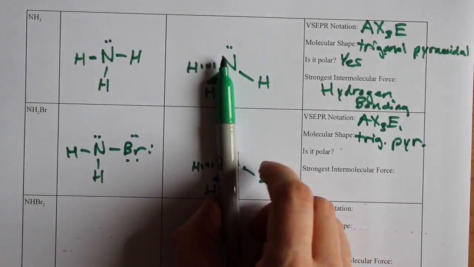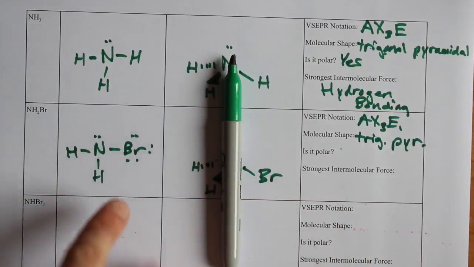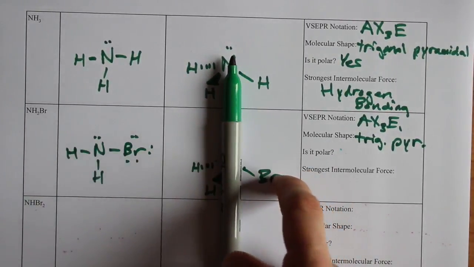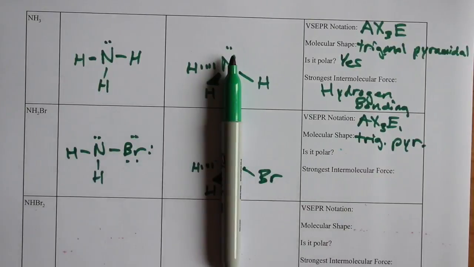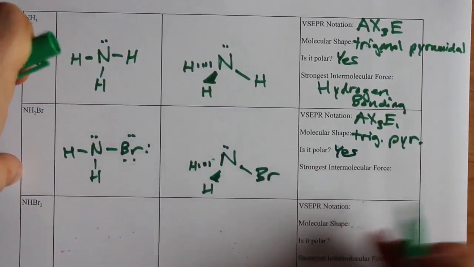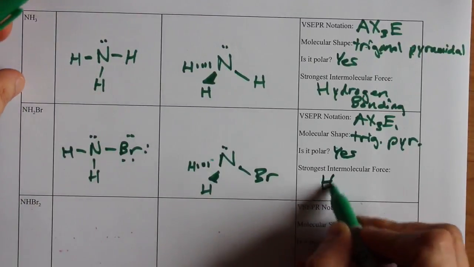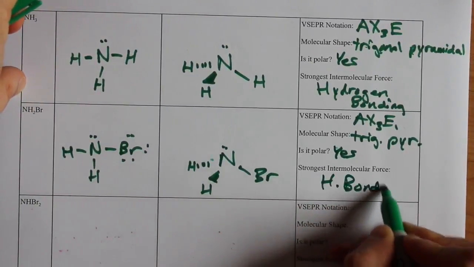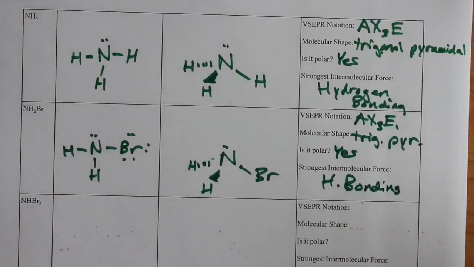But I can also even slice it this way and say, well, I have 2 hydrogens on this side and 1 bromine on this side. That's clearly not balanced either. So this is polar, yes. And again, I have NH bonds, so my strongest intermolecular force is hydrogen bonding.